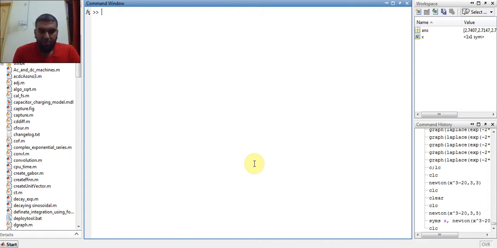Hi ladies and gentlemen, recently I have coded the Newton method into my MATLAB. As we know, the Newton method is used to find the roots of a given polynomial. So let's start with an example.